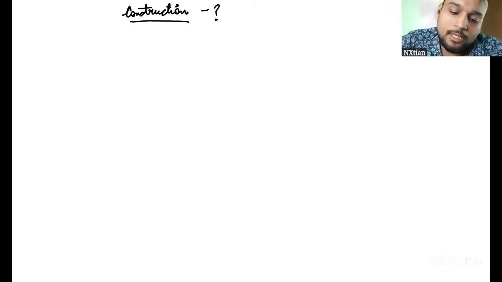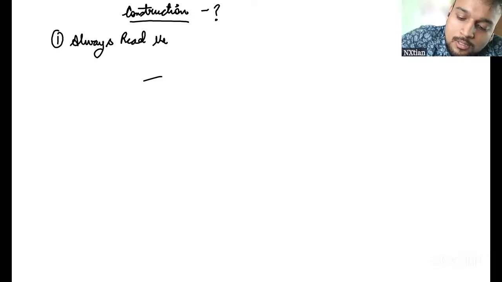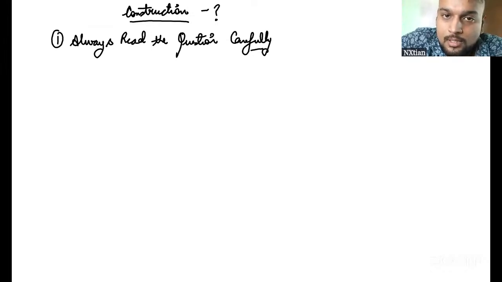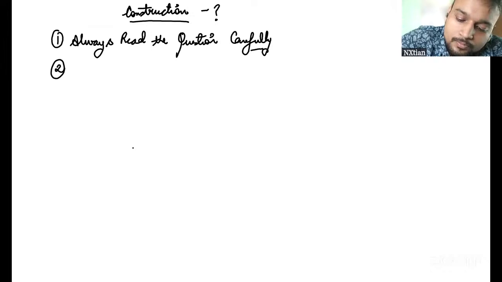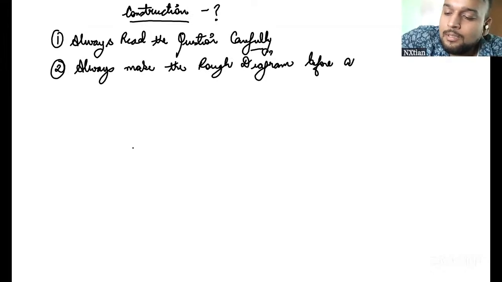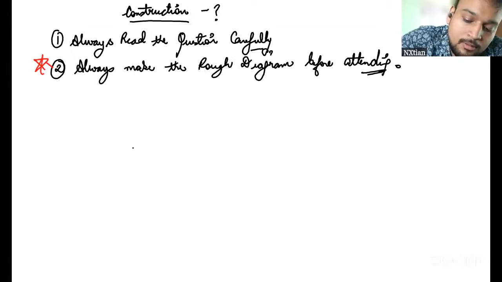So first of all, the rule for construction: the first rule is always read the question carefully. The second rule is always make the rough diagram before attending the question. Before attending the question, the rough diagram is a must, and this is a very important point.